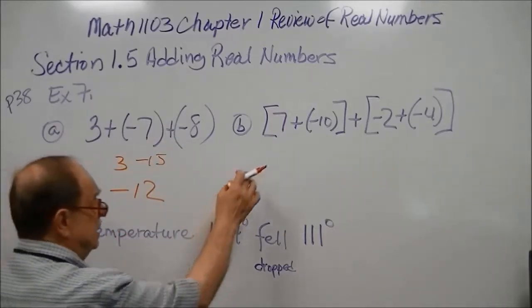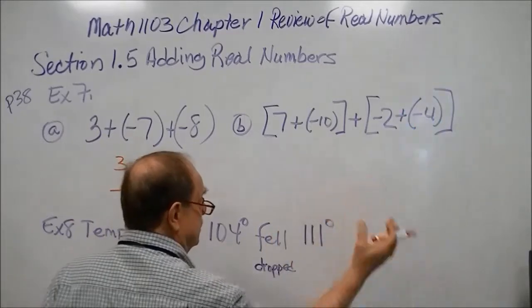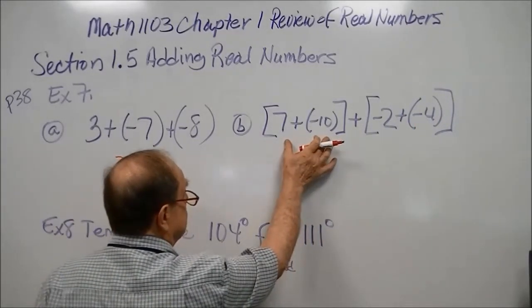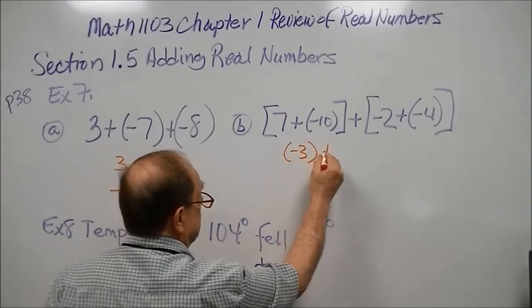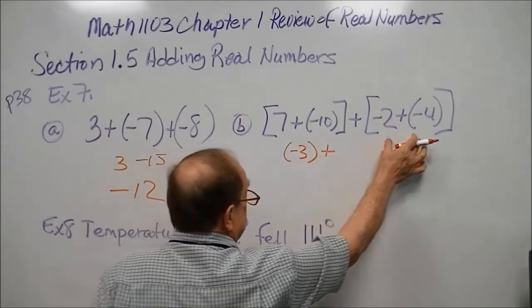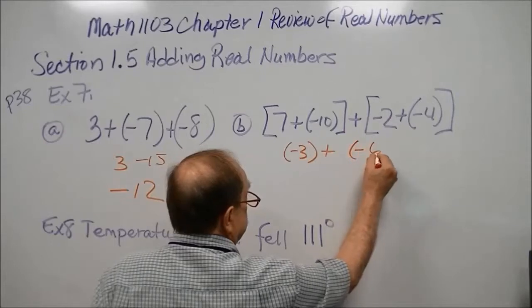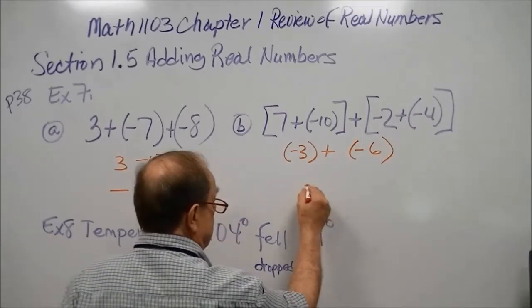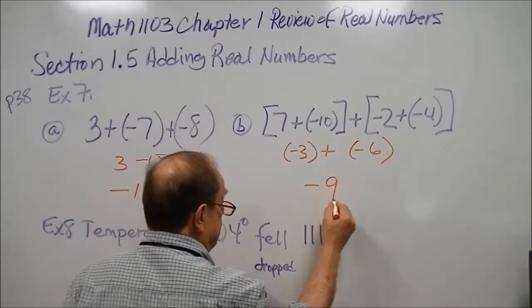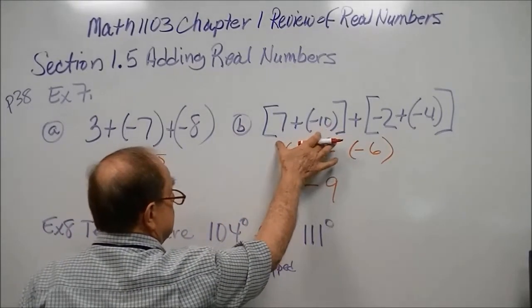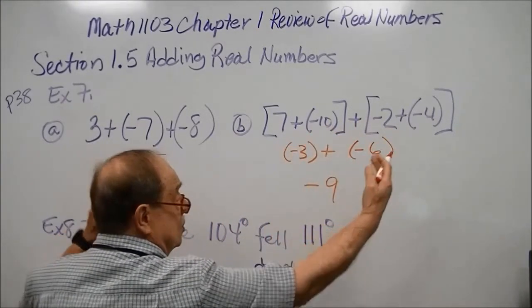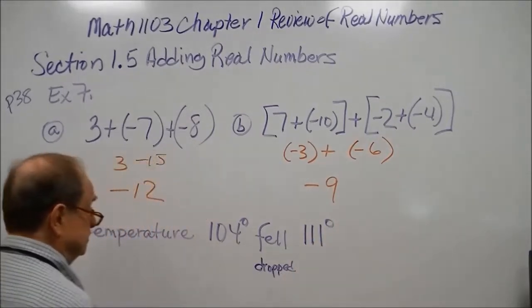Now here again we're seeing brackets as a grouping symbol, so they want us to do this first. This is going to be a negative 3. And this is going to be a negative 6, and that'll give us then at the end a negative 9. Notice the innermost are parentheses, then it goes to brackets, and if you need more, you go to braces.